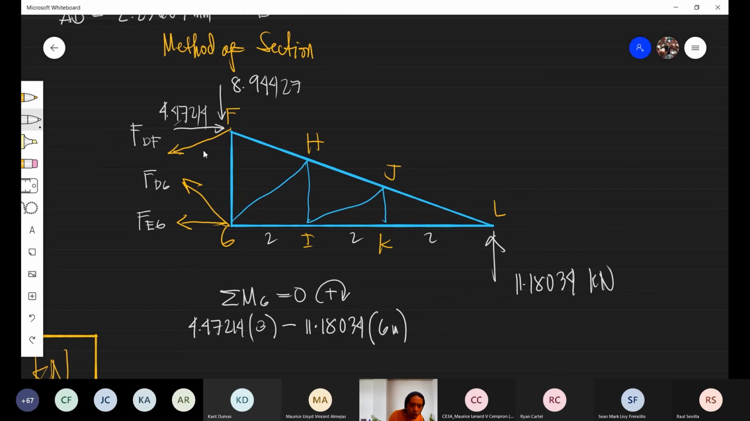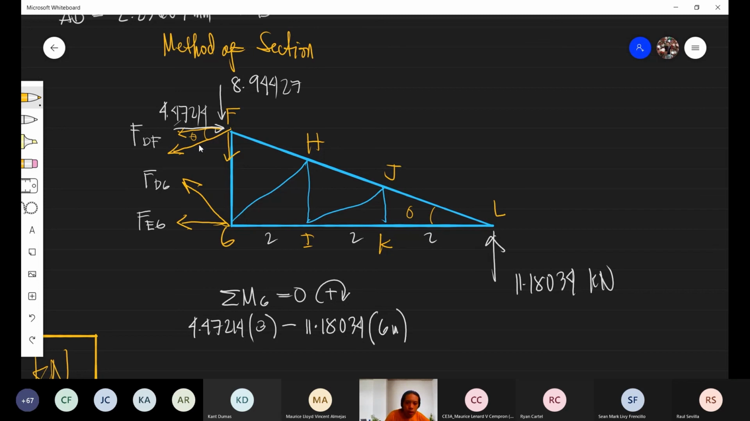We have to resolve this DF also into its components: an x component and a y component downward. The y component we can ignore, because only the x component produces a moment. If this is theta, then this is also theta. Do you agree? Yes. And we have already solved for the value of theta.